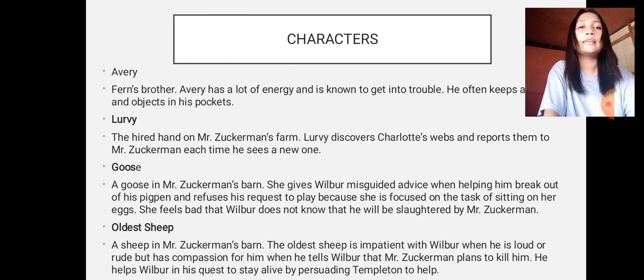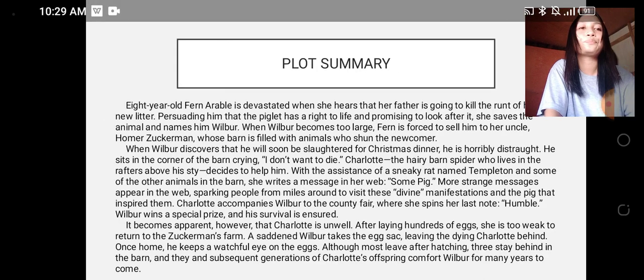Oldest sheep, a sheep in Mr. Zuckerman's barn. The oldest sheep is impatient with Wilbur when he is loud or rude but has compassion for him when he tells Wilbur that Mr. Zuckerman plans to kill him. He helps Wilbur in his quest to stay alive by persuading Templeton to help.